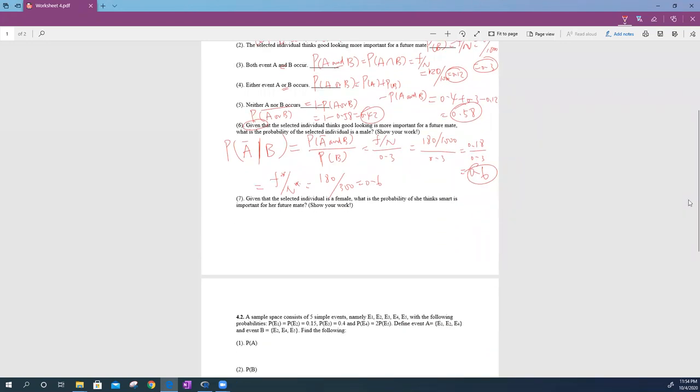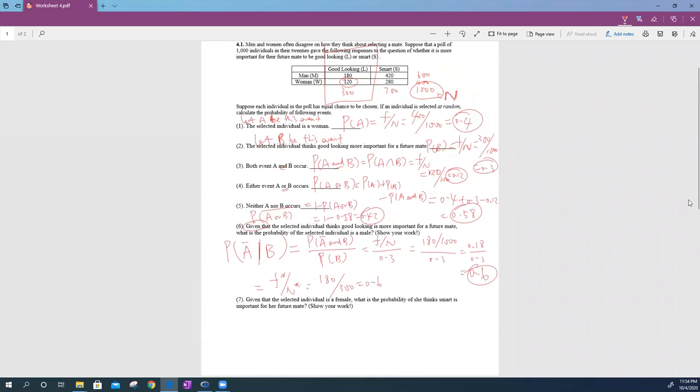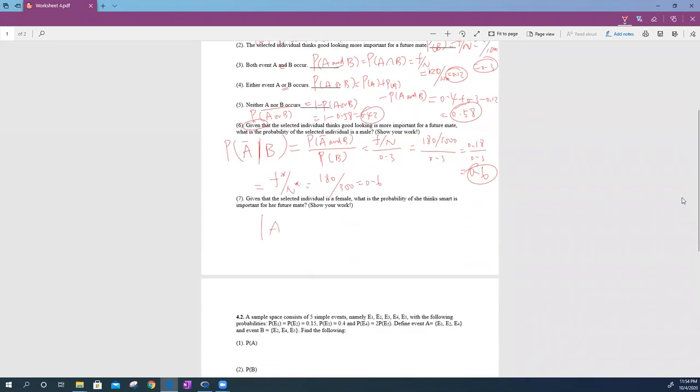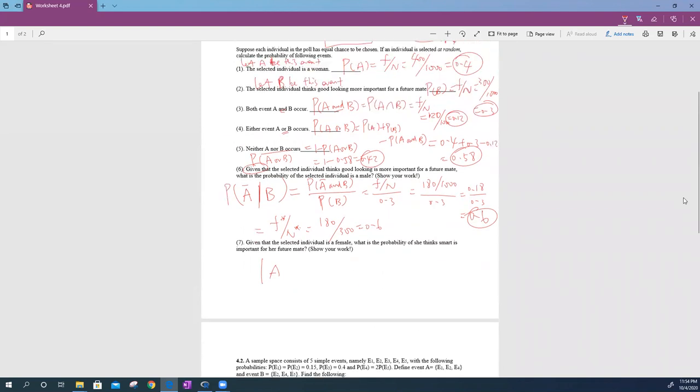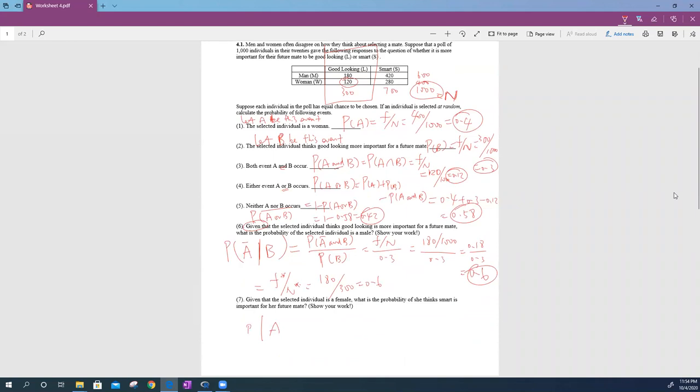Okay, number seven. Given that the selected individual is a female, so we use A to represent female, right? So given A, what is the probability she thinks smart is important? So B is good looking, so B bar is smart. So now it's B bar given A. So we can use F star over N star, that's the easiest. Given A means woman. So then we restrict ourselves to this row. And our N is now 400. Probability of B bar, B is good looking, so B bar is smart. So the count for smart is 280.